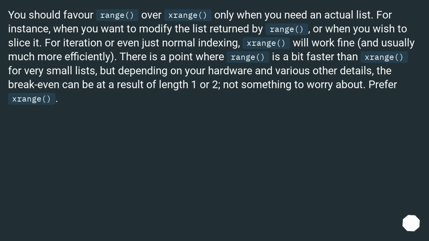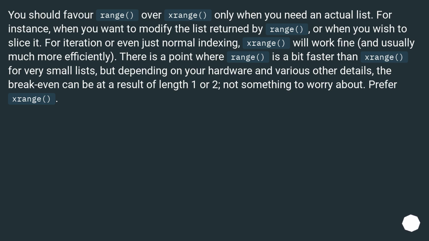You should favor range over xrange only when you need an actual list. For instance, when you want to modify the list returned by range, or when you wish to slice it. For iteration or even just normal indexing, xrange will work fine, and usually much more efficiently.